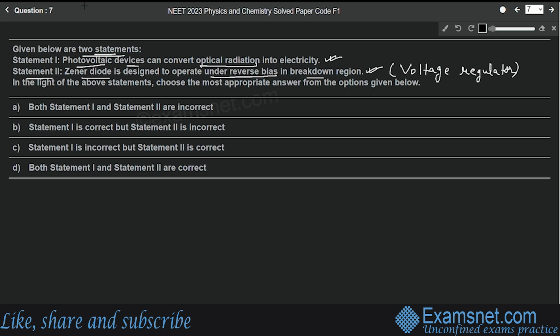So the first option says both statement 1 and statement 2 are incorrect. So this cannot be the correct answer. Then the second option says statement 1 is correct but statement 2 is incorrect. This is also not true because both are correct, right? Then the third one says statement 1 is incorrect and statement 2 is correct, not true. And the last one says both statement 1 and statement 2 are correct. Yes, this is the correct answer. Option D is the correct one.